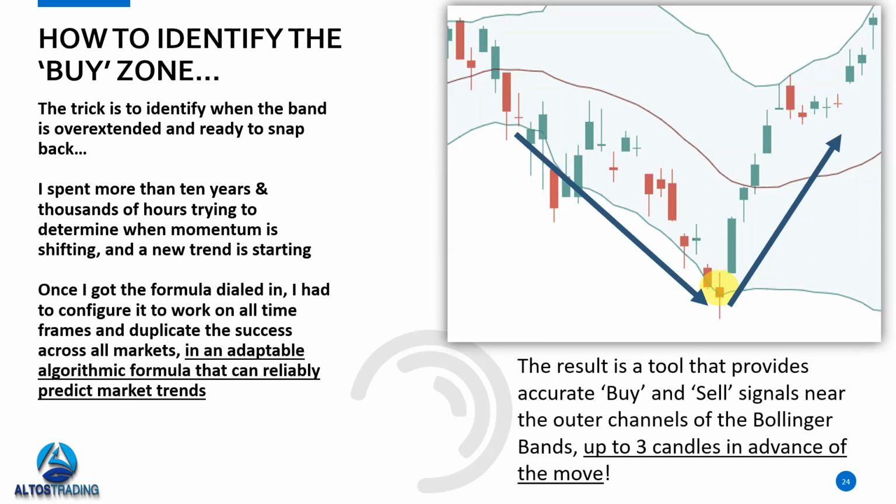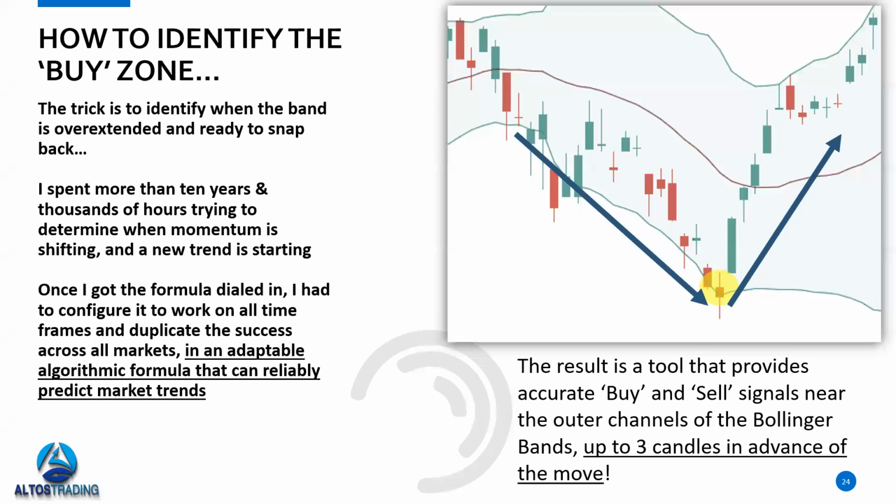So my goal was to build in a method that can give us accurate buy and sell signals near the outer channels of the Bollinger Bands up to 3 candles in advance of the move. And I didn't build it specifically around the slingshot setup. It can be used without the Bollinger Bands. It can be used with other indicators for confirmation. It can be used as a standalone. That was my goal.